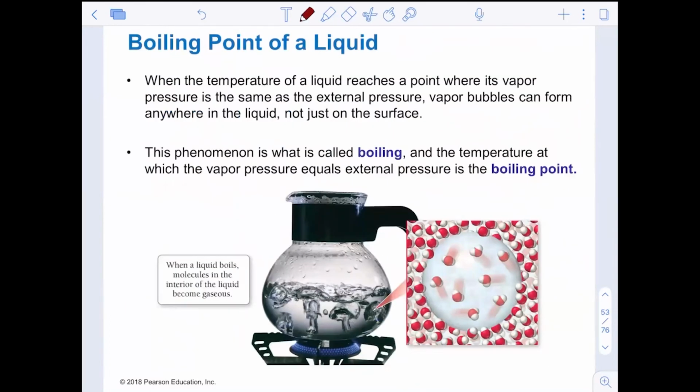Now, the boiling point of a liquid is the temperature at which the liquid reaches a point where its vapor pressure is the same as the external pressure around it. So for our external pressure, we can start to think about being in an open container, normal everyday 1 atm, right? And so the vapor pressure equal to that external pressure is the specific boiling phenomenon that we see. And so that temperature is what we call the boiling point. Normal boiling point is when we are at 1 atm.